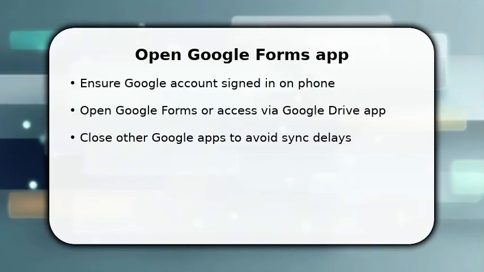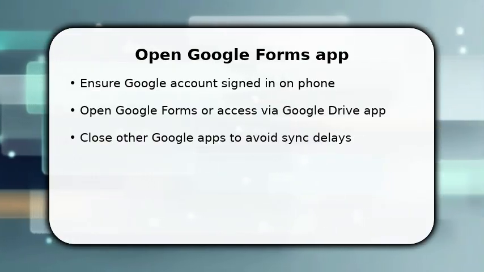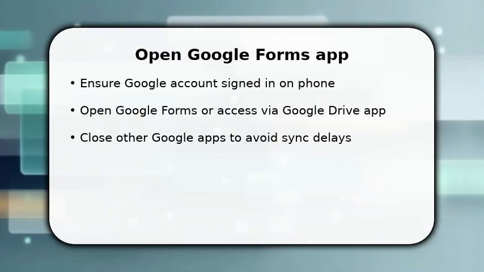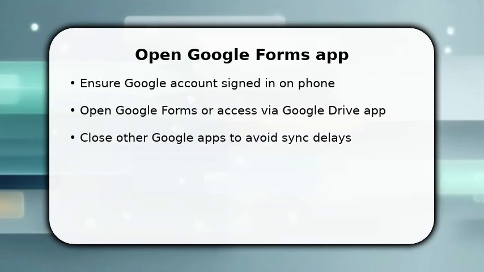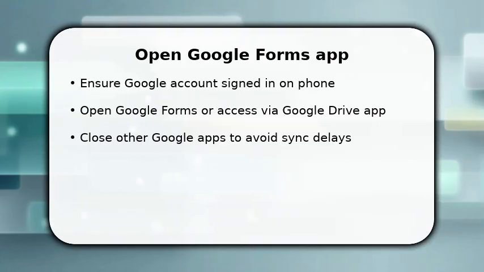You're starting inside Google Forms on your mobile. First, make sure you're signed into the Google account that owns or edits the form. This avoids permission errors. Once done, open the Forms app or tap a form from Drive. If the Forms interface looks different, tap the three-line menu to confirm you're in the right product.